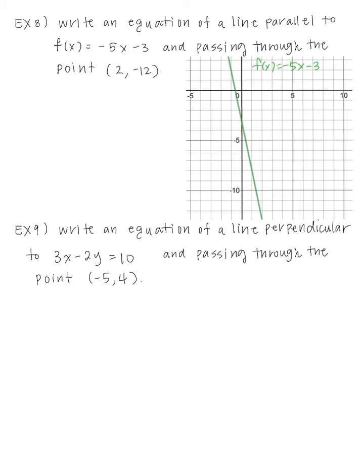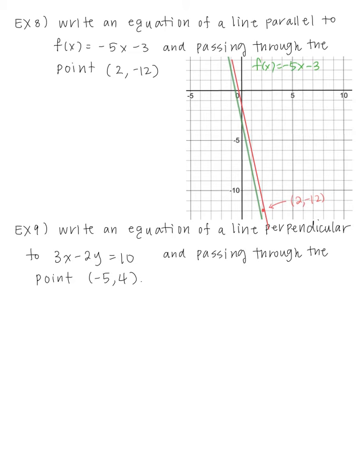Now, what we want to do is this. We want to come up with an equation of a line that is going to be parallel to this line. But at the same time, that new line better be passing through the point (2, -12). So this point right here is (2, -12). And from this point, I want to draw a straight line through this point, and then that's going to be parallel to our f(x), which is the green line.